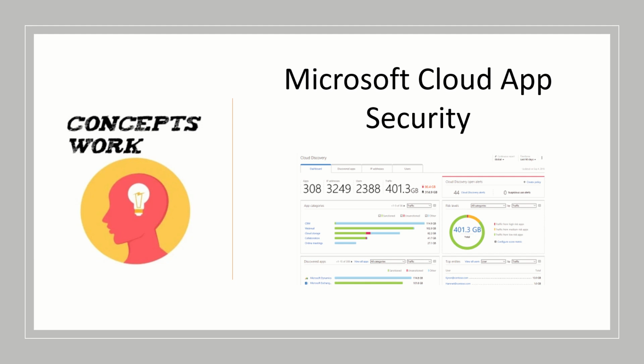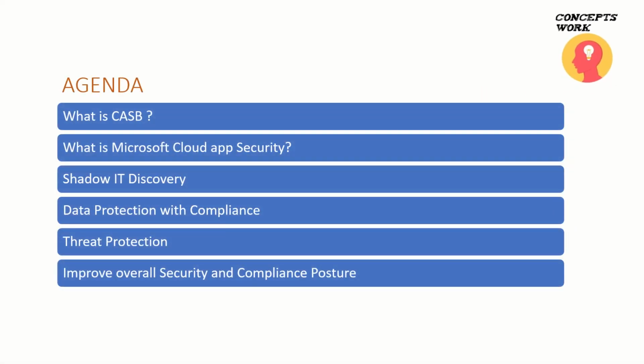I'm going to talk about what is CASB, how Microsoft Cloud App Security can help you implement all the use cases which typically fall under the category of a CASB solution itself, by expanding the scope, let's say, to shadow IT discovery, data protection and compliance, threat protection, and in a nutshell, improving the overall security and compliance posture of your enterprise. Now, before I go ahead and talk about Microsoft Cloud App Security features and different combinations of use cases, let's spend around 2 minutes understanding how CASB is defined.